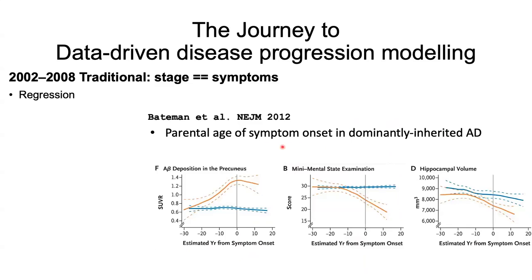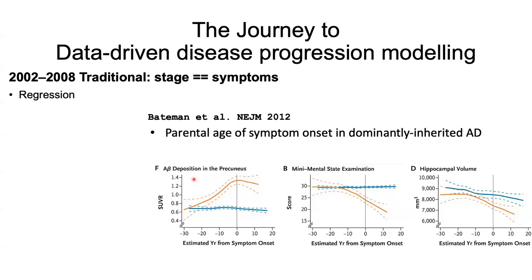But if you don't have that, but you do have a dominantly inherited cohort of people who have inherited a mutation and are 99% likely to develop the symptoms, then you can line them up alongside this estimated years from symptom onset, which is usually based on when their parent was first diagnosed. And you can do a cross-sectional fit of the curve of various biomarkers.